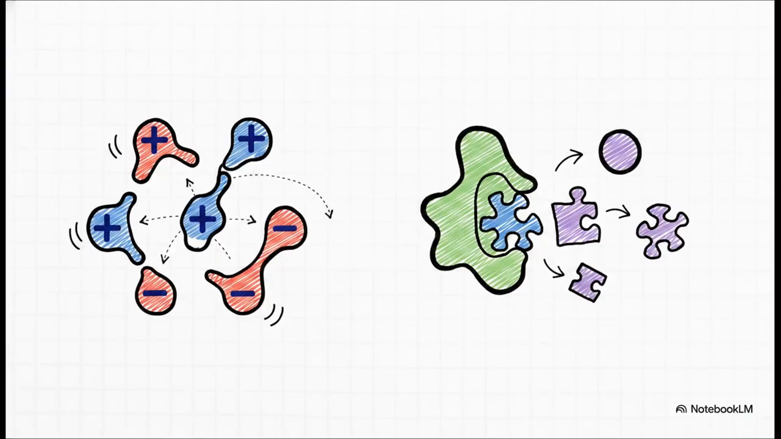But wait, it gets even more specific. We also have methods like ion exchange chromatography, which uses electrical charges to bind oppositely charged molecules, super handy for purifying amino acids. And then there's affinity chromatography. This one uses a highly specific biological lock and key mechanism to grab only the exact molecules you want, washing everything else right down the drain.